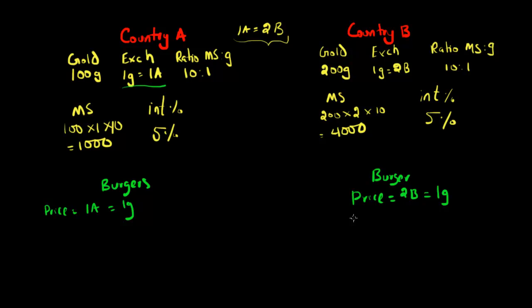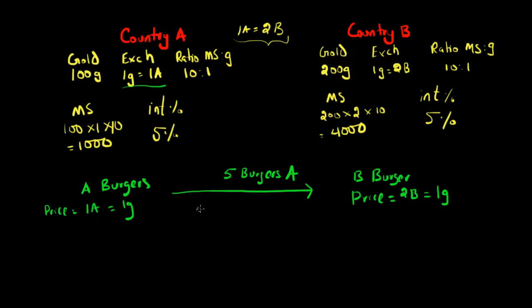Now, because these country A and country B burgers are slightly different, it makes sense for both countries to import and export their burgers, as in there's demand for each country's burgers in the other country, because they're a little bit different and people have different tastes. So what this means is that every year we're going to assume that country A sends over to country B 5 burgers.